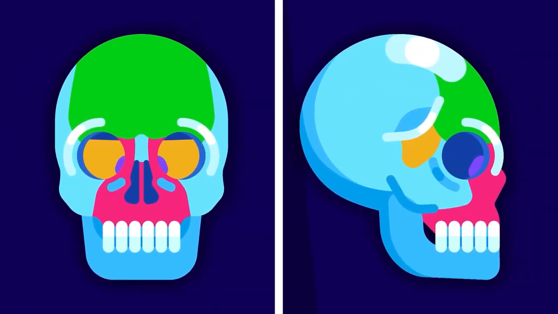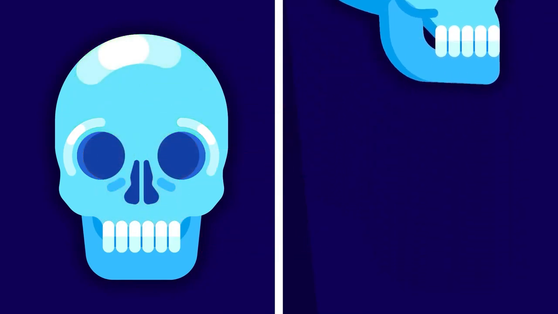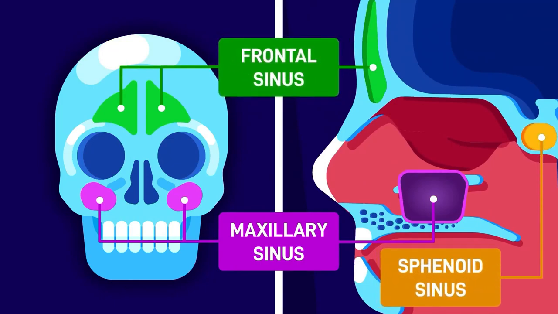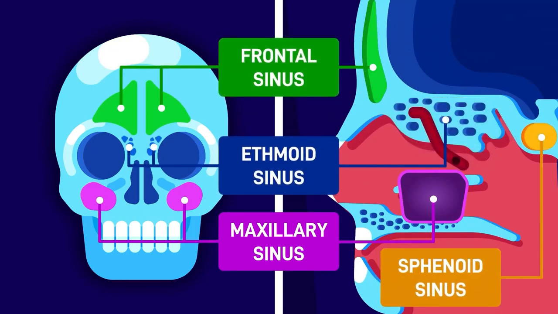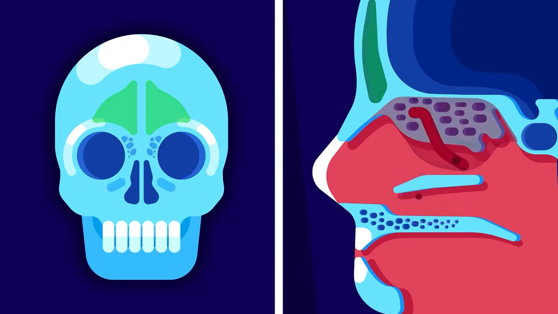The sinuses are named after the bones that they are located in. There are four sinuses in our skulls: maxillary, frontal, sphenoid, and ethmoidal. Now, let us enter those hollow spaces one by one.